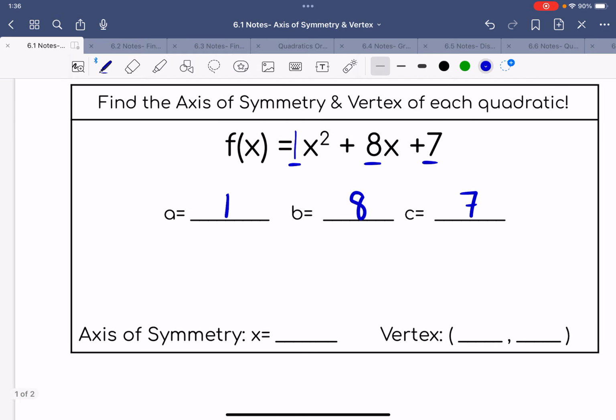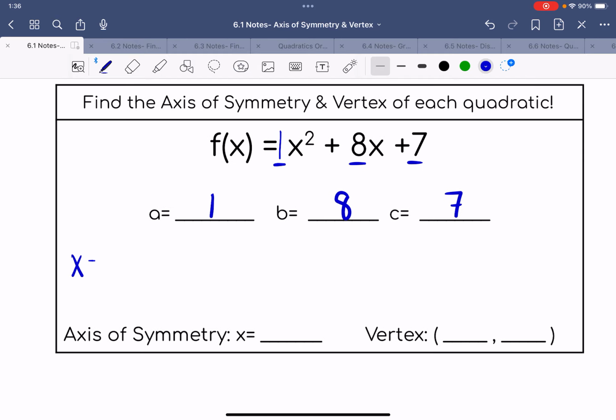And so that formula is x equals negative b over 2a. So we are going to plug in our b value. So negative b would be negative 8. So the negative is part of the formula, and then my b value is 8. So I've got negative 8 over 2 times my a value, which is 1.